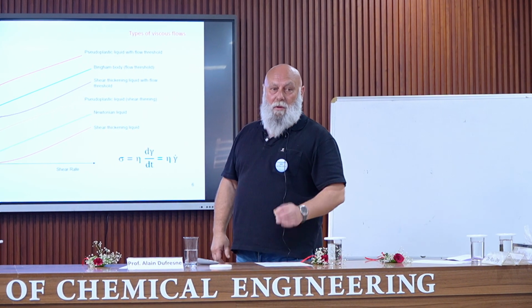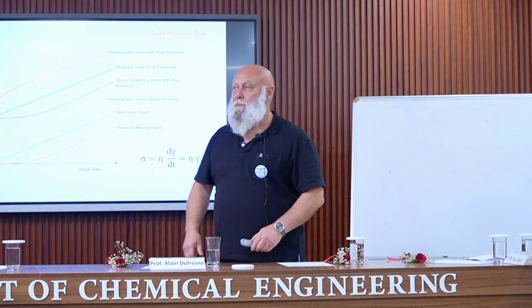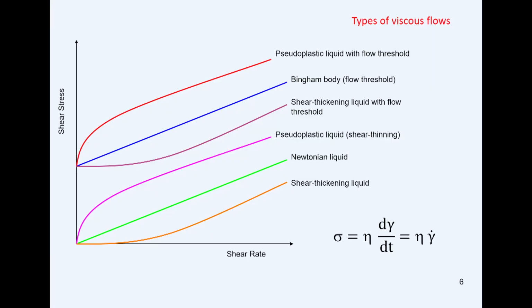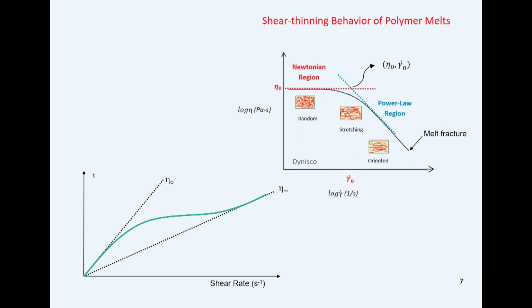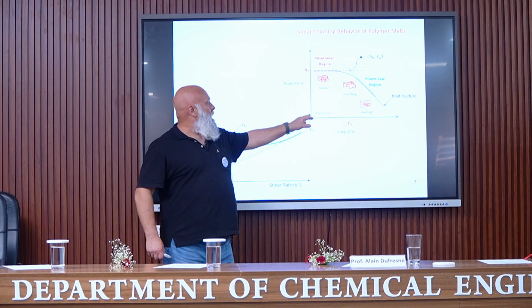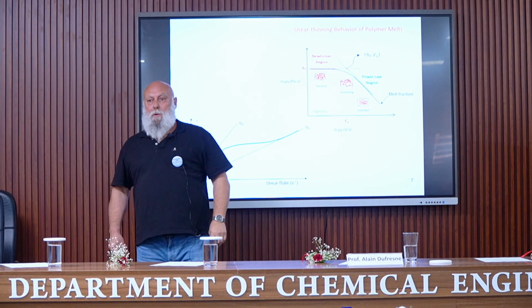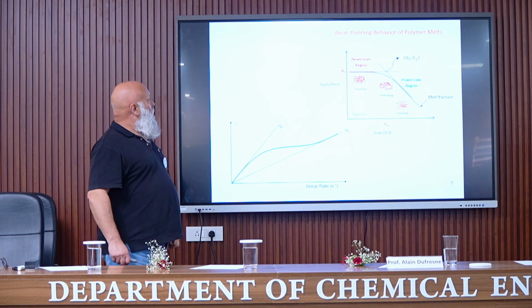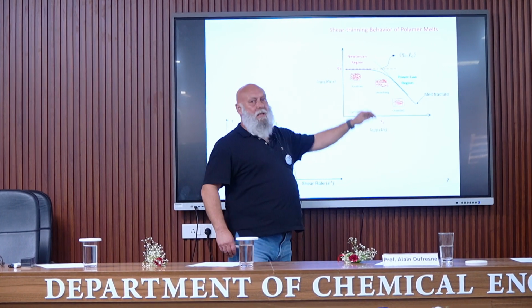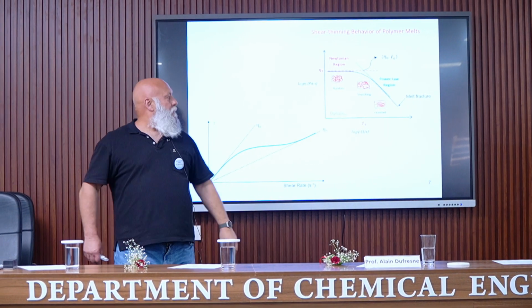So we have these different behaviors, but what is important to remember is that in the case of polymer melt, we have a shear thinning effect. This is what is reported here. You have the evolution of the viscosity as a function of the shear rate. And at the beginning, I mean for low shear rate, we have what is called the Newtonian region, meaning that the viscosity is constant. And then from a critical shear rate value, we observe this shear thinning behavior.